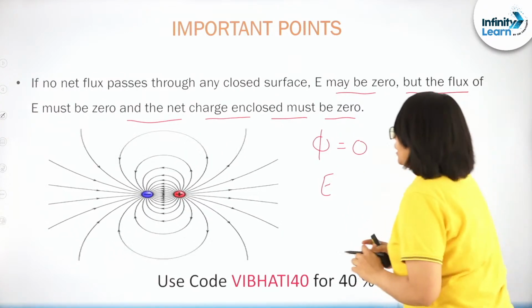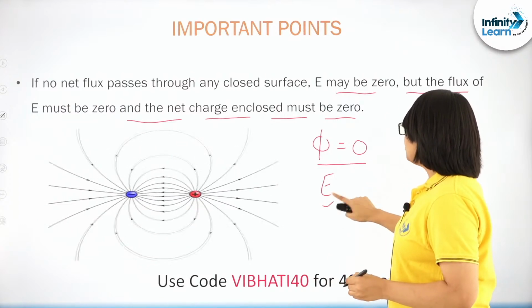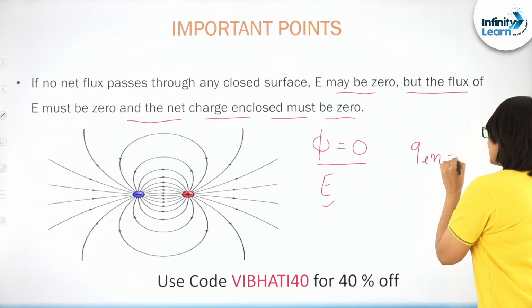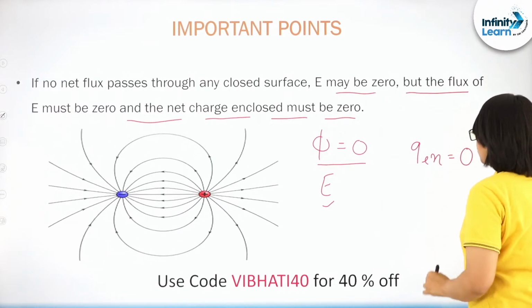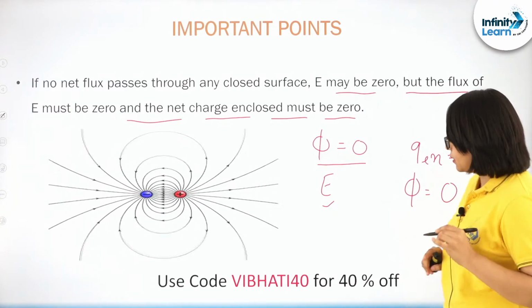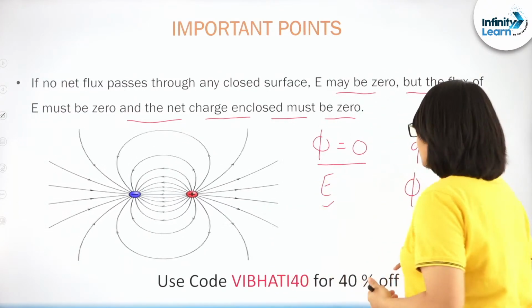मतलब if any closed surface की बात करें, अगर flux 0 है, E may be 0, but total enclosed charge inside the surface is 0 and the flux due to this E will be 0. Fine. Statement को समझते हैं. Let's decode this statement. Okay.